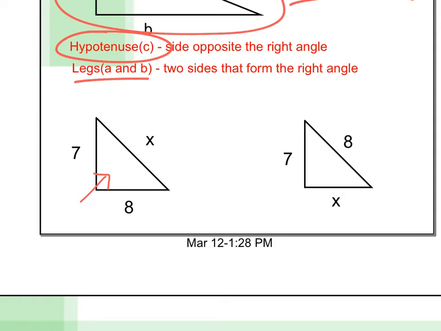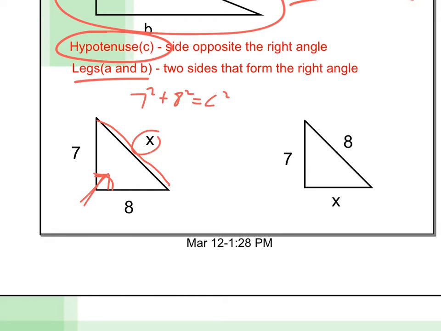In this case, they've labeled the side x, so you have to be smart enough to know which side you're looking for. In this case, this is the hypotenuse, because it's the side across from the right angle. So if I was setting this one up, it would be 7 squared plus 8 squared equals c squared. Or again, I could use x, of course.